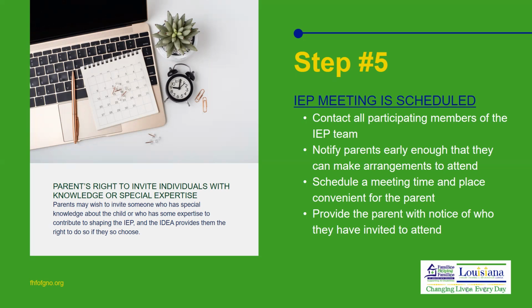The other things that school staff have to do, they have to notify the parents early enough to make sure that the parents have an opportunity to attend. And it's usually recommended to give the parents 2 weeks' notice. The school must also schedule the meeting at a time and place that's agreeable and convenient to the parents. Most meetings do occur at the school, but the team can decide to meet at another location if necessary. The time should be convenient for the parent, and the length of time to meet should be enough time to complete the IEP without it feeling rushed. And then the school must also provide the parent with notice of who they've invited to attend.